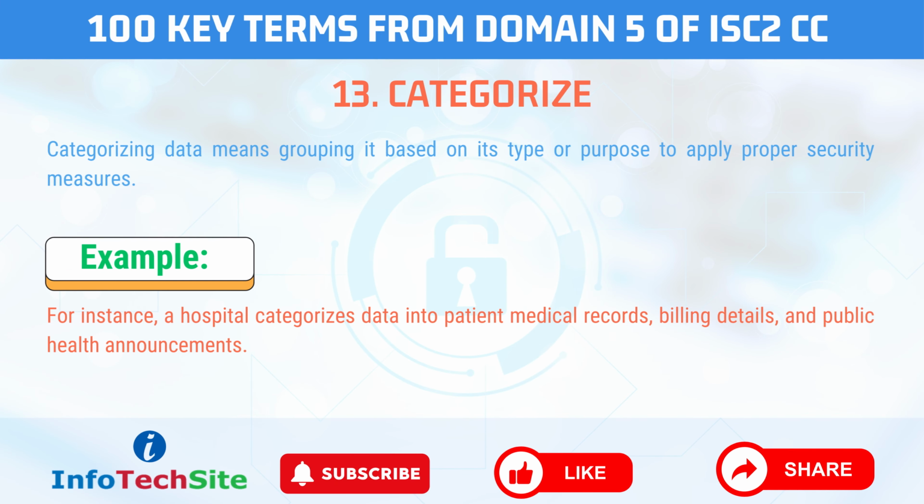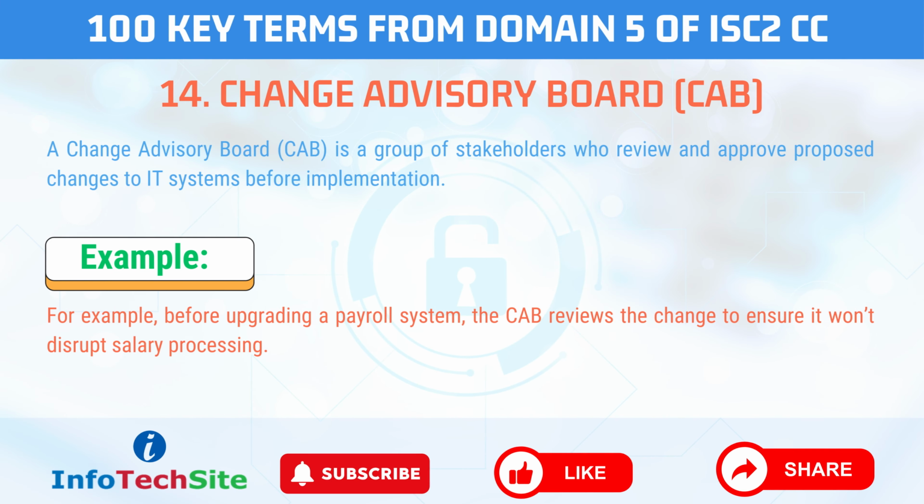13. Categorize. Categorizing data means grouping it based on its type or purpose to apply proper security measures. For instance, a hospital categorizes data into patient medical records, billing details, and public health announcements. 14. Change Advisory Board, CAB. A Change Advisory Board, CAB, is a group of stakeholders who review and approve proposed changes to IT systems before implementation. For example, before upgrading a payroll system, the CAB reviews the change to ensure it won't disrupt salary processing.